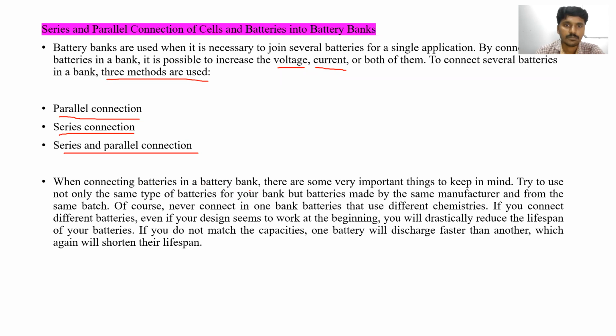When connecting batteries in a battery bank, there are some very important things to keep in mind. Try to use not only the same type of batteries for your battery bank, but batteries made by the same manufacturer and from the same batch. Never connect batteries with different chemistries in one bank. If you connect different batteries, even if your design seems to work at the beginning, you will drastically reduce the lifespan of your batteries. If you do not match the capacities, one battery will discharge faster than the other, which again will shorten their lifespan.